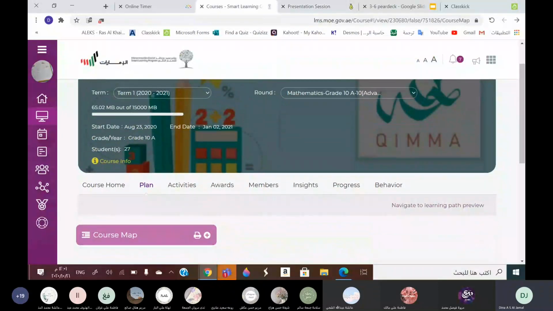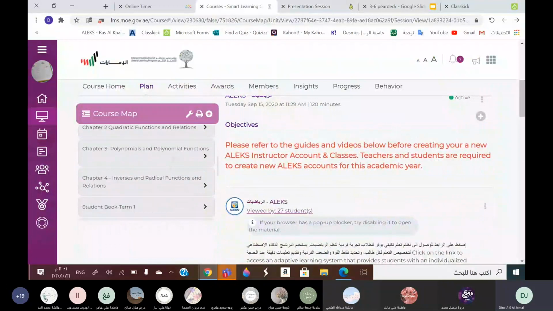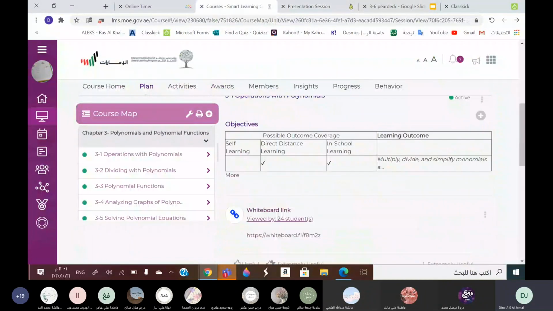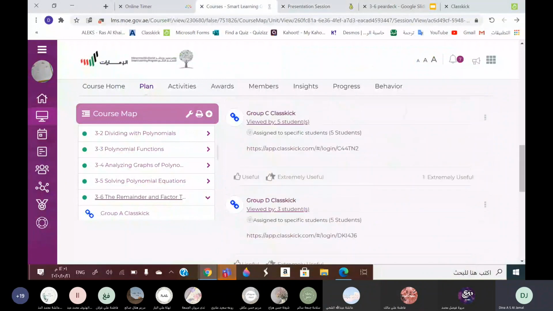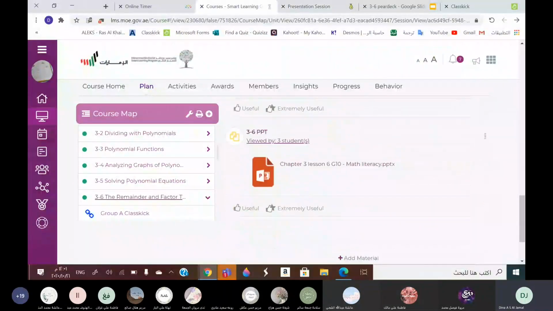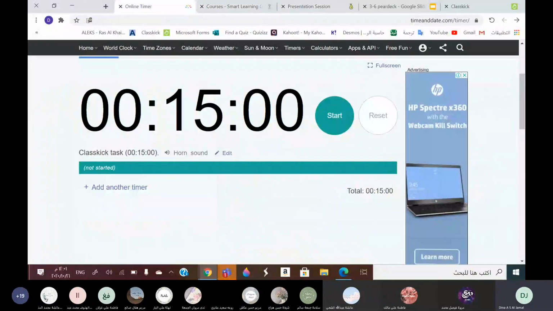Go to Lesson 6, Chapter 3, Lesson 6. Each group will be having a link. Whoever needs help, raise your yellow hand. Whoever is done, raise your green hand. And here is the timer. I will start it from now.